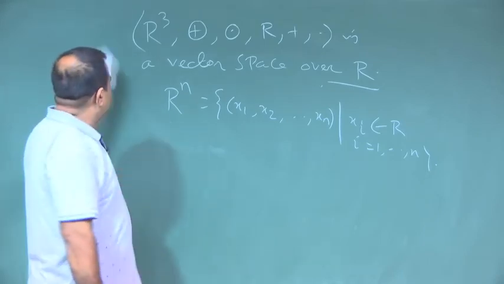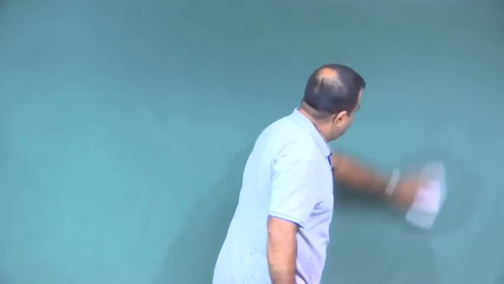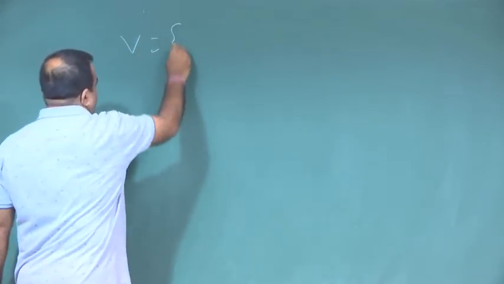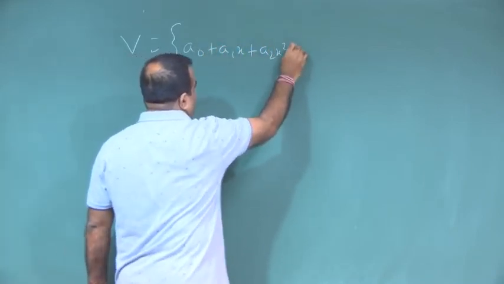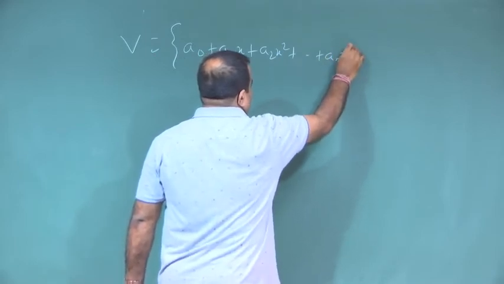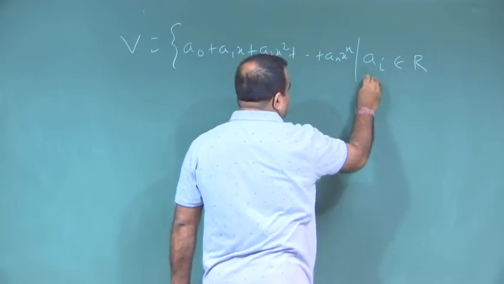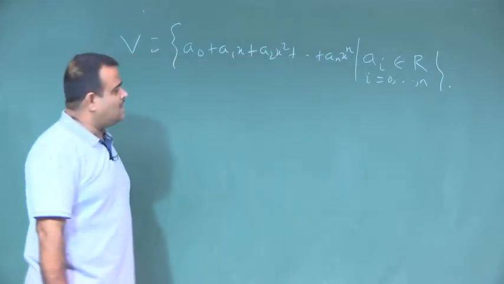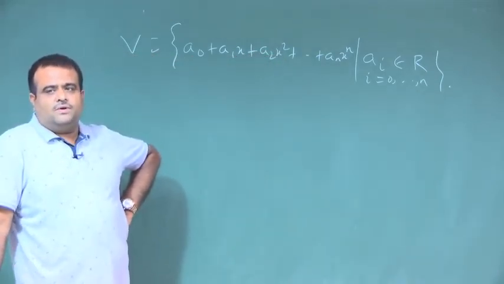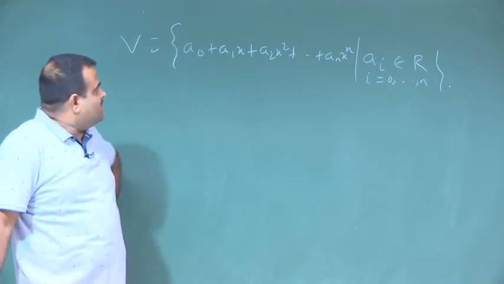Now, we take another vector space over R. Say we can take polynomials of degree n. So, say V is the set of polynomials of degree n: a0 plus a1x plus a2x square up to an x to the power n, and these ai are coming from R. So, this is the set of all polynomials up to degree n. So, the maximum degree is n.